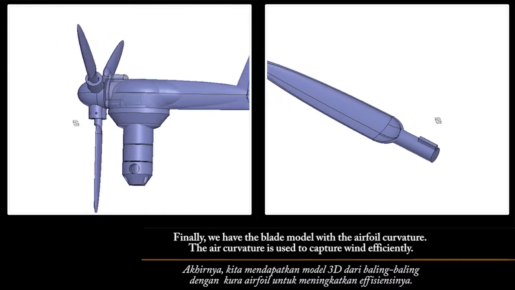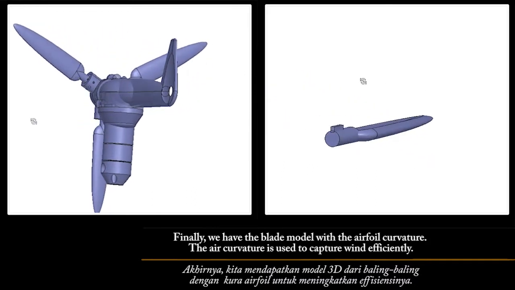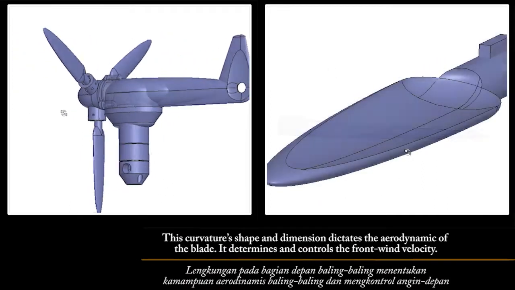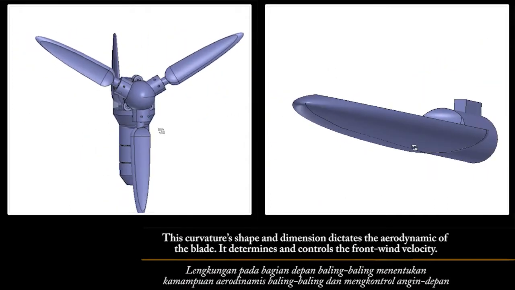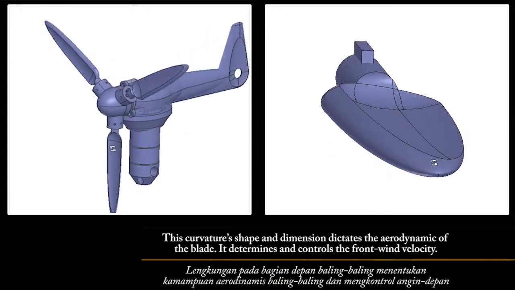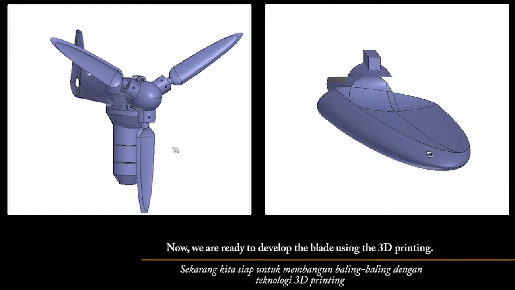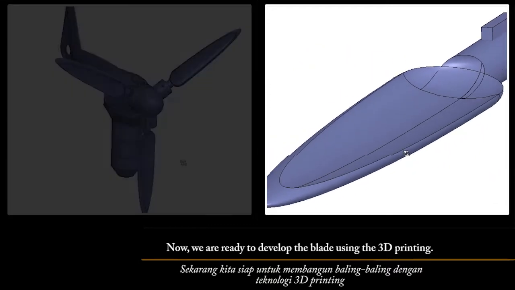The airfoil curvature is used to capture wind efficiently. This curvature shape and dimension dictates the aerodynamic of the blade. It determines and controls the front wind velocity. Now, we are ready to develop the blade using the 3D printing.